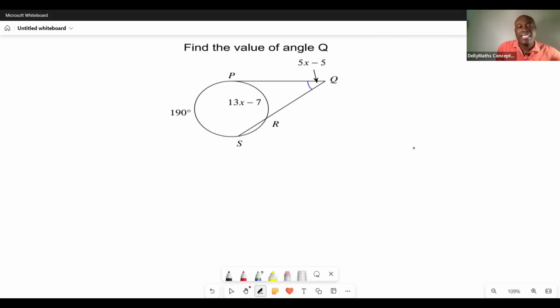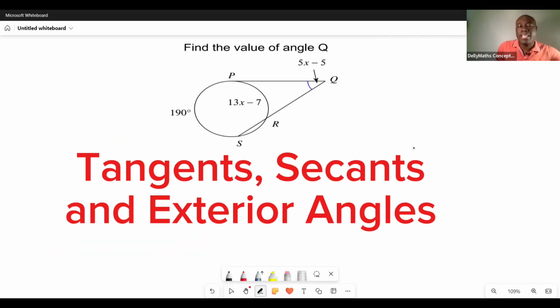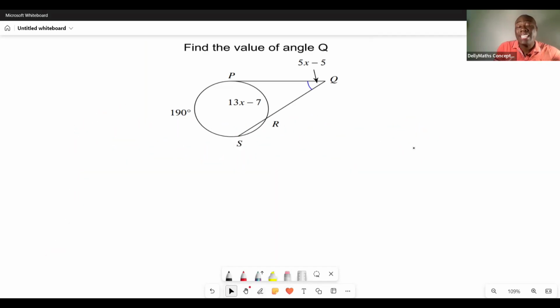What we're looking at today is solving problems that involve secant lines and tangents and the exterior angle that they produce outside the circle. So in this question, we want to find the value of that angle at Q. Now, let's take a quick revision course as it relates to tangent lines and so on.